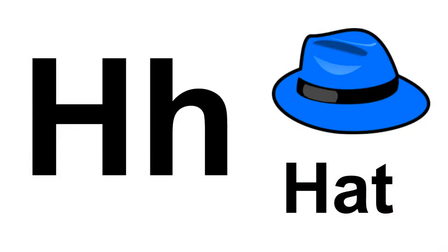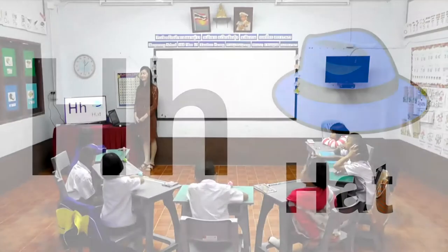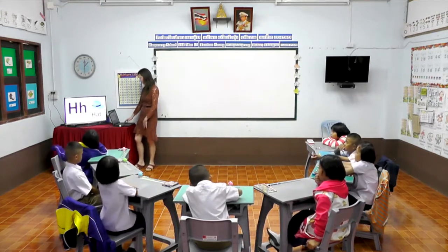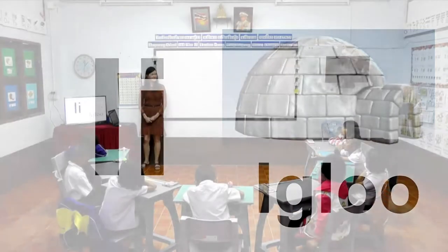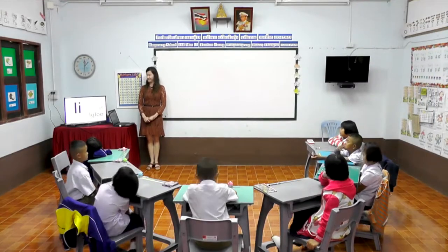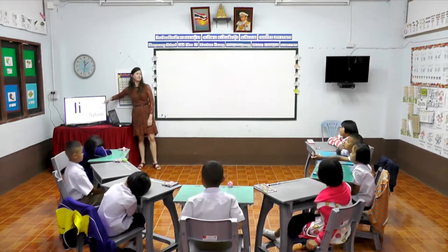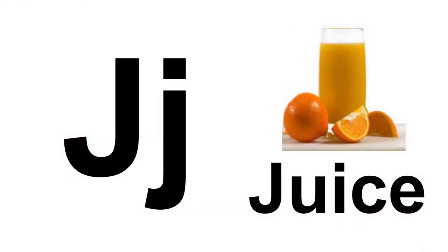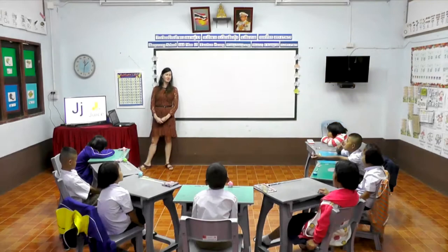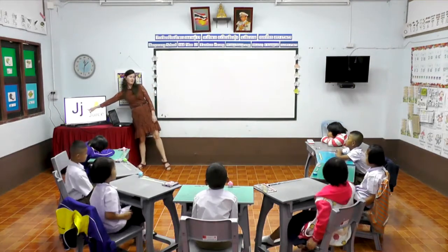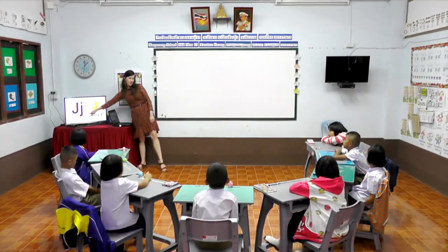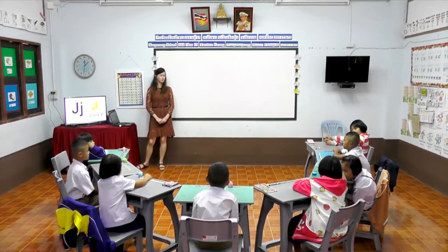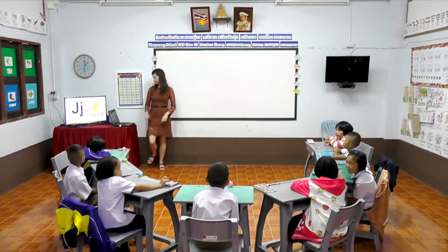Next letter. H is for hat. Ha, ha, ha. Great job. What letter is this? I. I is for? Igloo. Great job. Pat, your turn. What letter is this? J for juice. Ja, ja, juice. Great job.